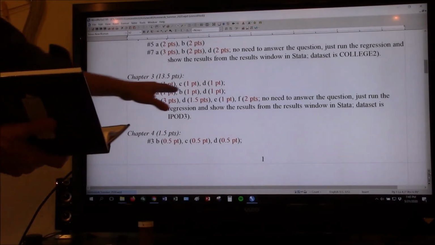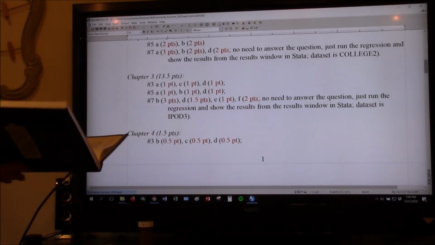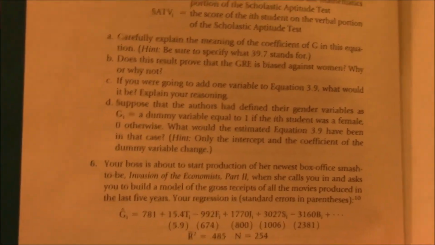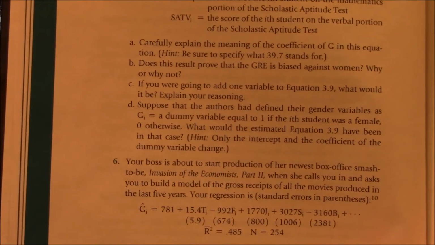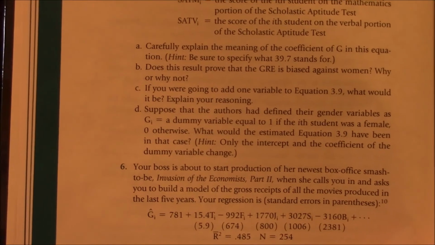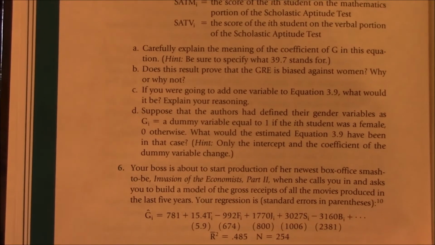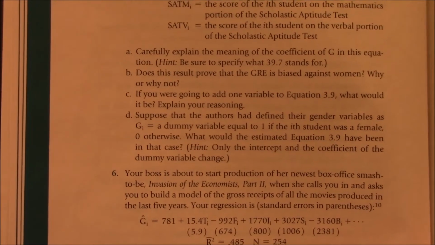Now, let's see, part D. Oh yeah, here's another good one. All right, I like this question. D, that's why I asked it. Suppose that the authors had defined their gender variable as G equals a dummy variable 1 for female and 0 otherwise. What would the estimated equation in 3.9 have been in that case, all right?